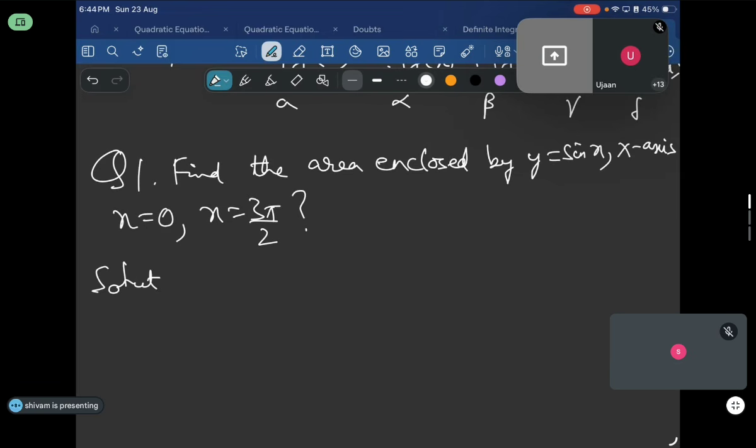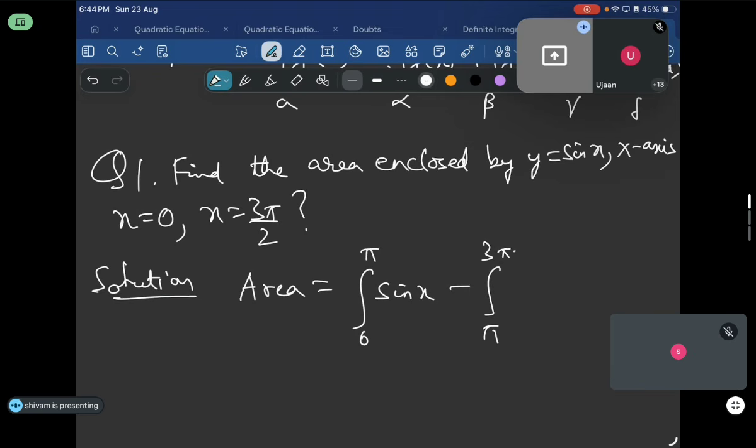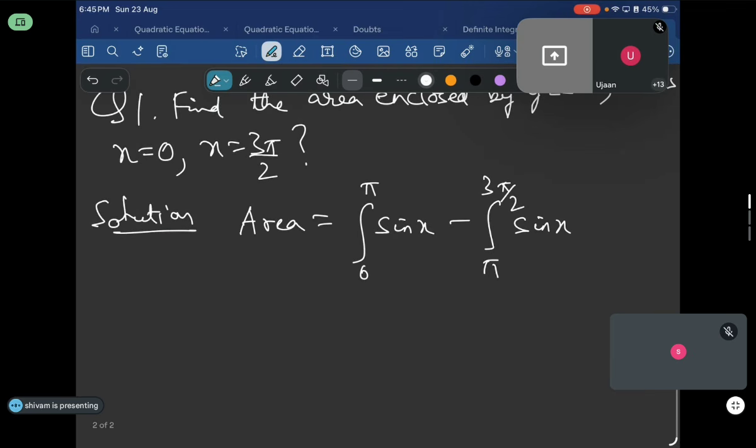So let's start. Integral from 0 to, so we know that area will be equal to, what are the roots? Between 0 and 3 pi by 2, the root is pi. So you have to integrate from 0 to pi of sin x, then minus integral from pi to 3 pi by 2 of sin x. Is it clear? You have to subtract. Understand whether the first integral will be for positive value or negative value if you draw the graph.